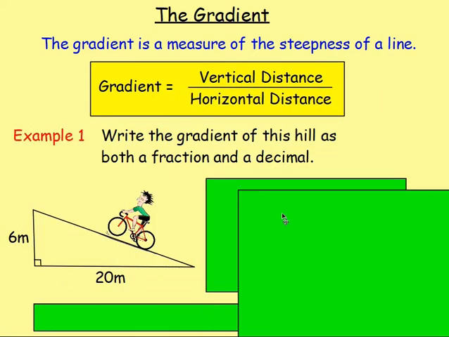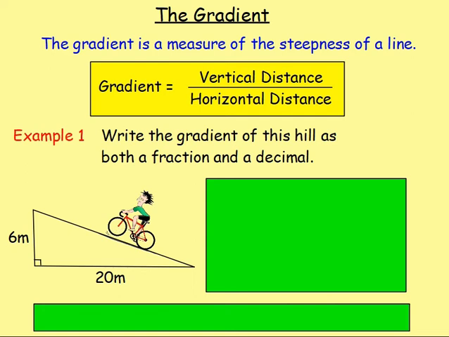So, for this first example here, write the gradient of this hill as both a fraction and a decimal. You can see that this little dude on the bike is cycling uphill. And because he's cycling up a hill, there's a steepness to that hill, and the steepness is known as the gradient. On that hill, we have this point at the top and this point at the bottom, and a right angle triangle has been drawn.